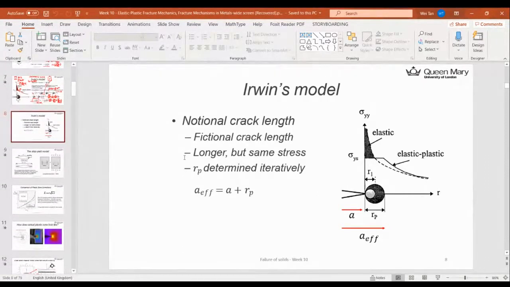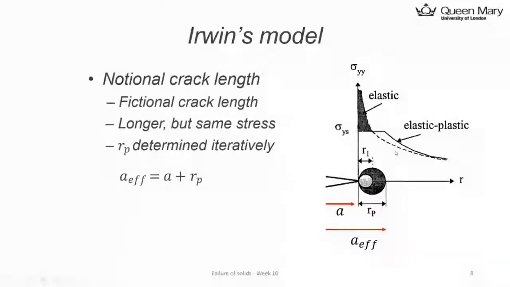We use Irwin's model, which derives a plastic zone size. We first derived the plastic zone size from the elastic estimation, where the intersection point gives us the radius or diameter of that plastic zone, the white region. Then we found it's not actually correct. So we derived another, more realistic one using the elastic-plastic estimation. We found this r_p is just 2 times r_1, because the stress is redistributed after you reach the yielding point.